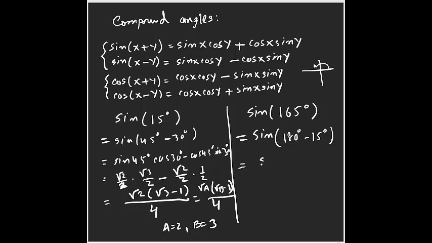So this one is simply sine 15 degree. So sine 15 degree we did already here. So that means my answer is radical 2, radical 3 minus 1 over 4. And you are done for this one.